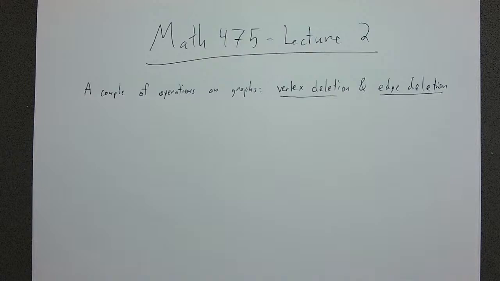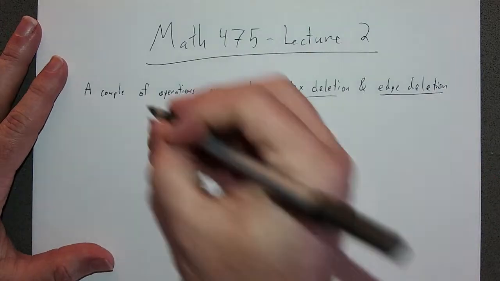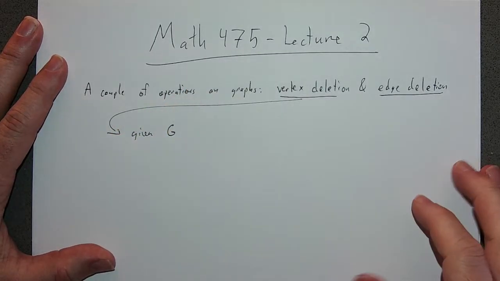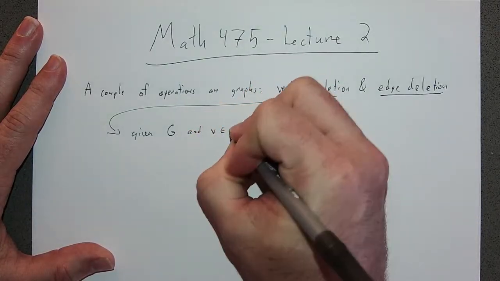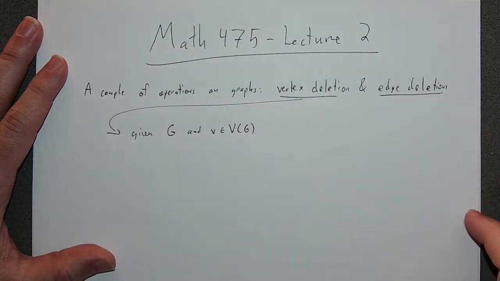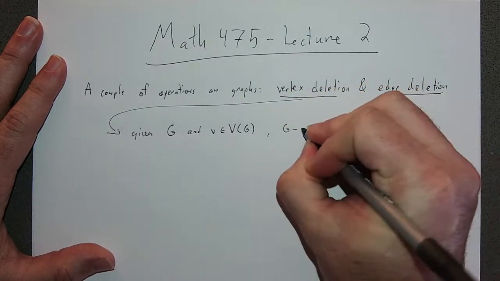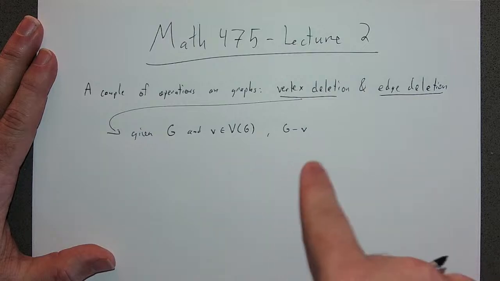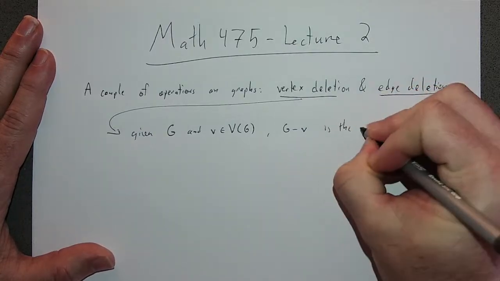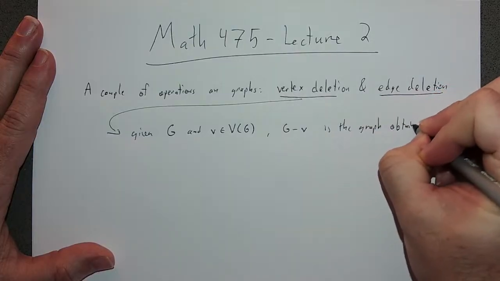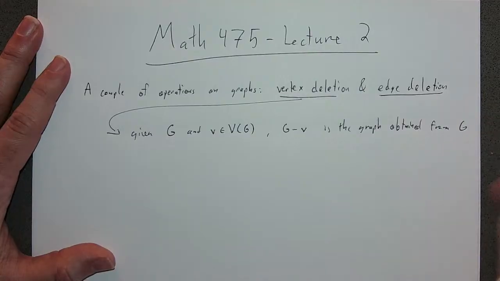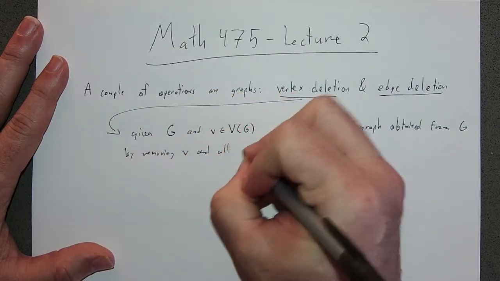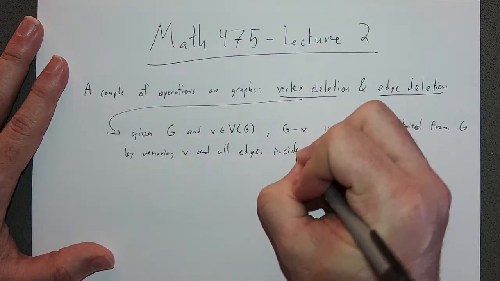So in this sense, the notion of vertex deletion. What does it mean to remove a vertex from a graph? Given a graph G and a vertex V in the vertex set of G, what is G minus V? Graph minus vertex is the graph obtained by removing the vertex and all edges incident with that vertex from G. It's a graph obtained from G by removing V and all edges incident with V from G.